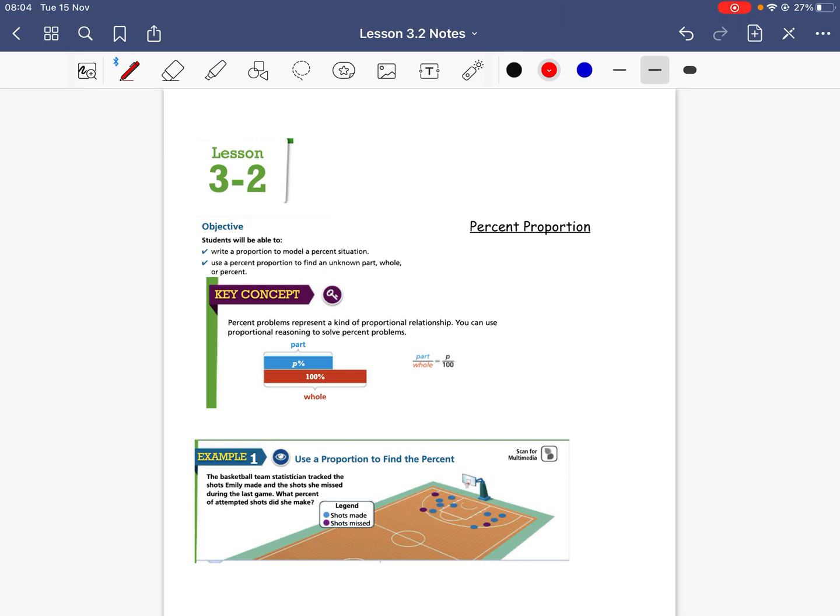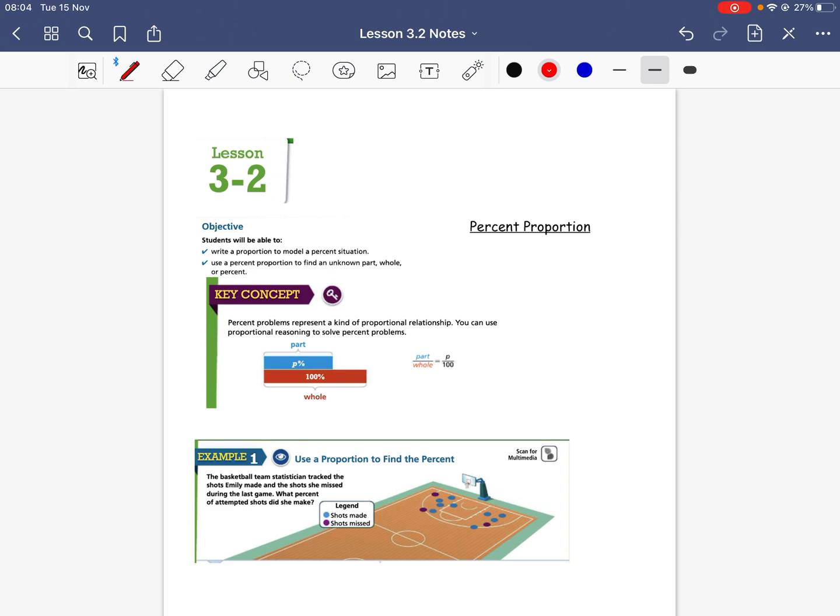Today's lesson is 3-2. You should have already received this handout. Miss Anna handed this out to you last class, so go ahead and pull that out and glue this into your notebook and then start taking notes on this, okay? So if you misplaced it, you can go ahead and download another one from Google Classroom.